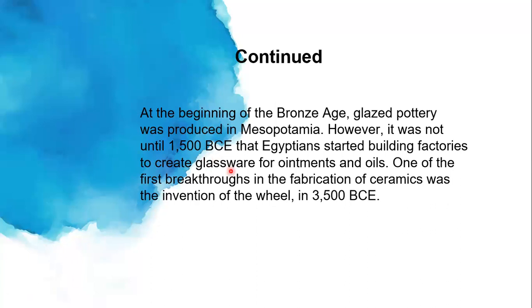We had a description here. One of the first breakthroughs in the fabrication of ceramic was the invention of the wheel. Uno de los mayores avances en el proceso de producción de cerámica fue la invención de la rueda. And that's what happened then to the Egyptian people, right?